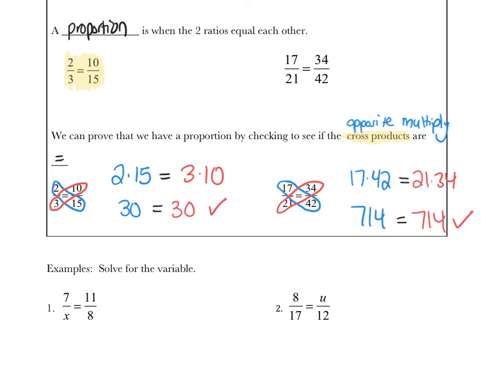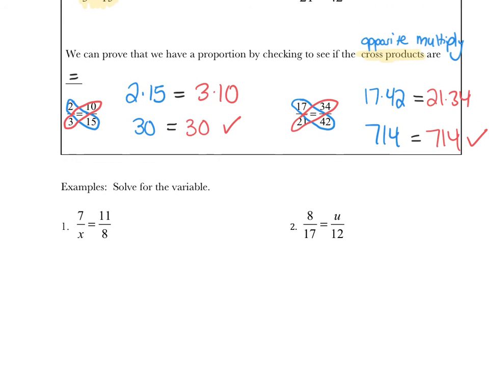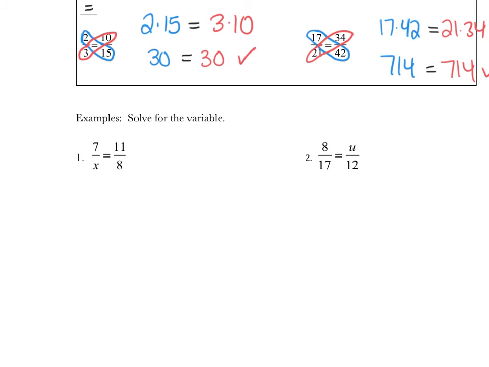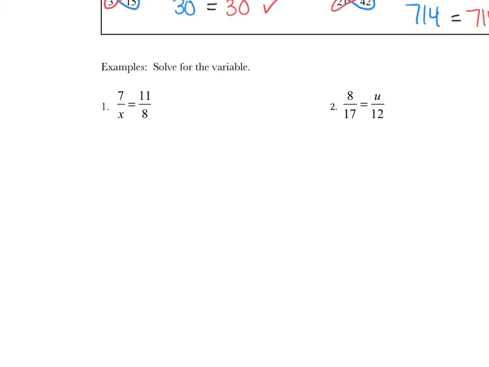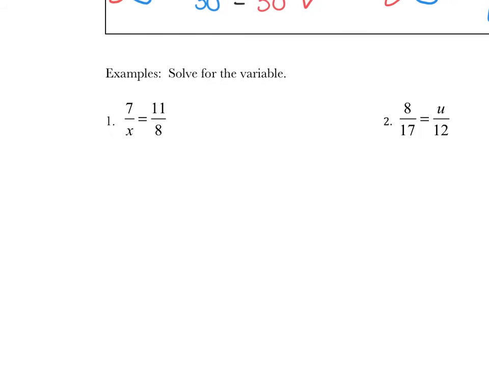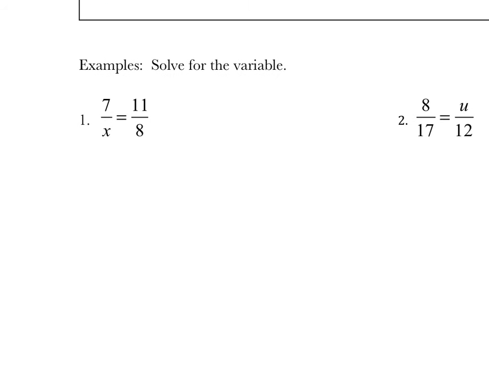Okay? So similar to finding out if something is a proportion, in order to solve for a variable when it's written in a proportion, like these couple examples, you cross multiply or you figure out the cross product. So if we do that, and remember, you set them equal to one another, you're going to do 7 times 8, and then you're going to do x times 11, or 11 times x. So if I write this out, I have 11 times x is equal to 7 times 8.